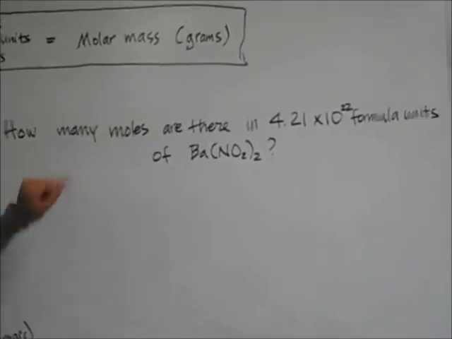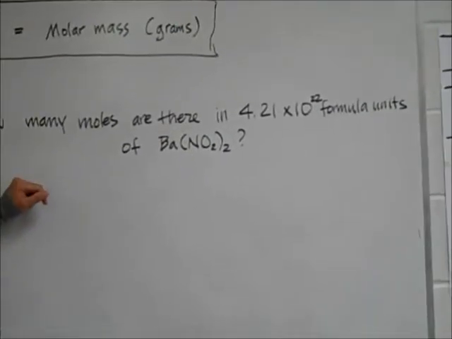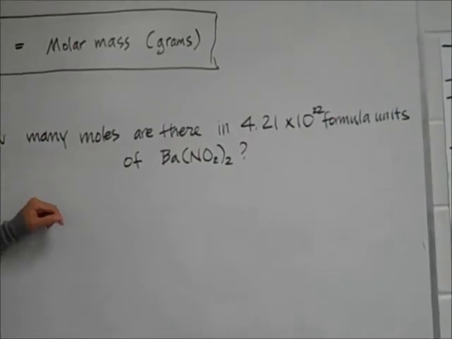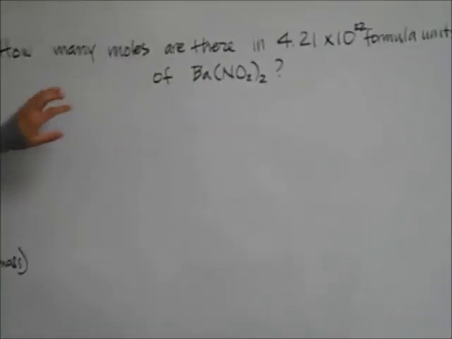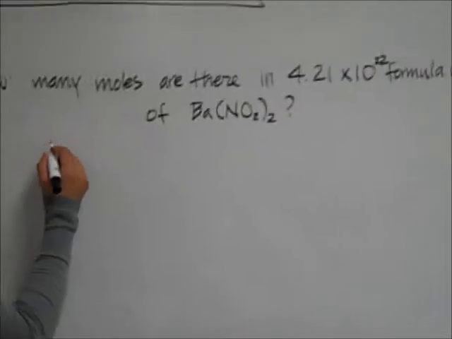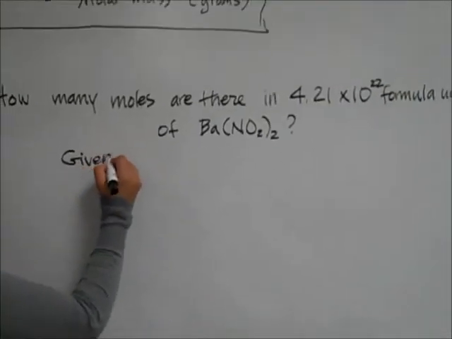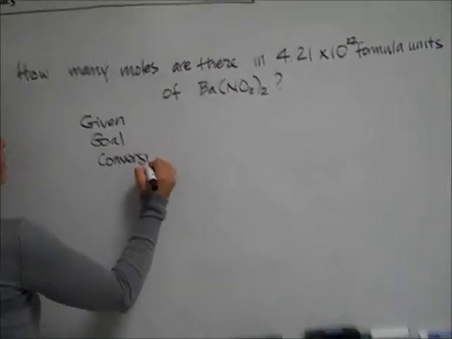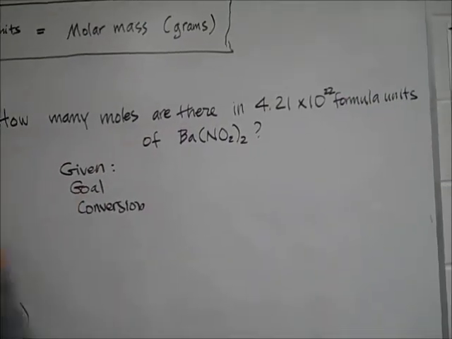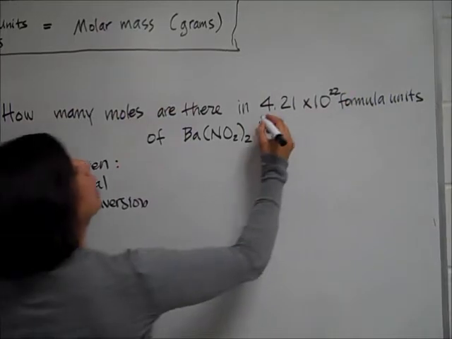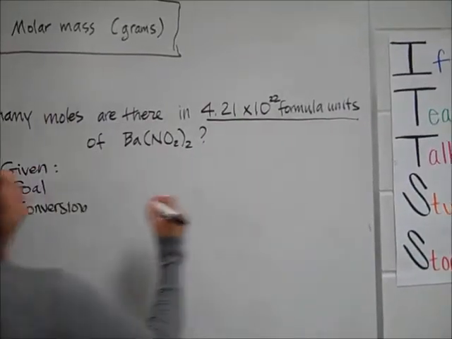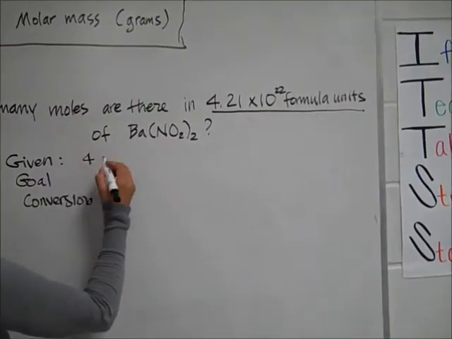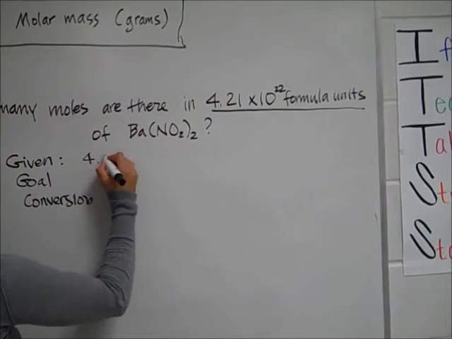Okay, second problem. The second problem reads, how many moles are there in 4.21 times 10 to the 22nd formula units of barium nitride? So again, we always start with step one, which is to determine our given, our goal, and our conversion. Given is what we start with. If we read the problem, it says we're starting with 4.21 times 10 to the 22nd formula units.